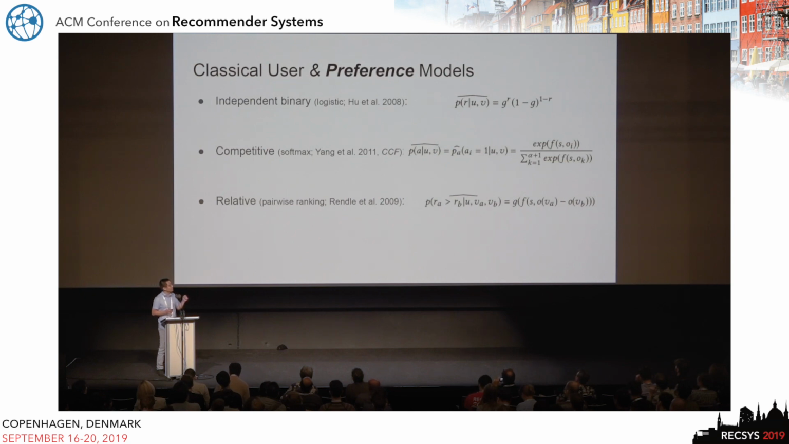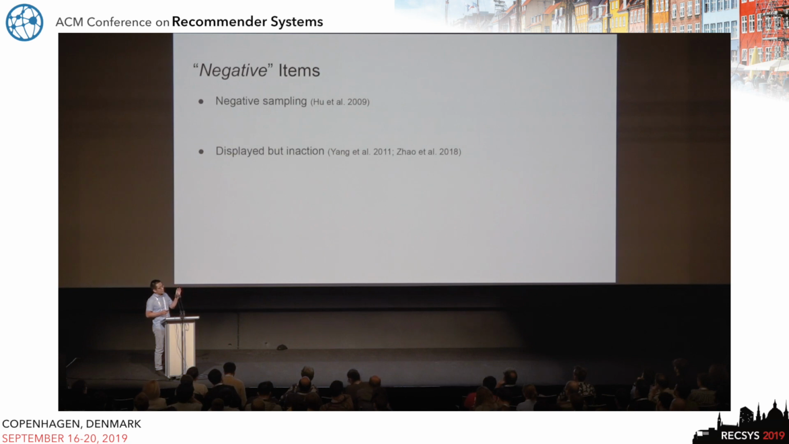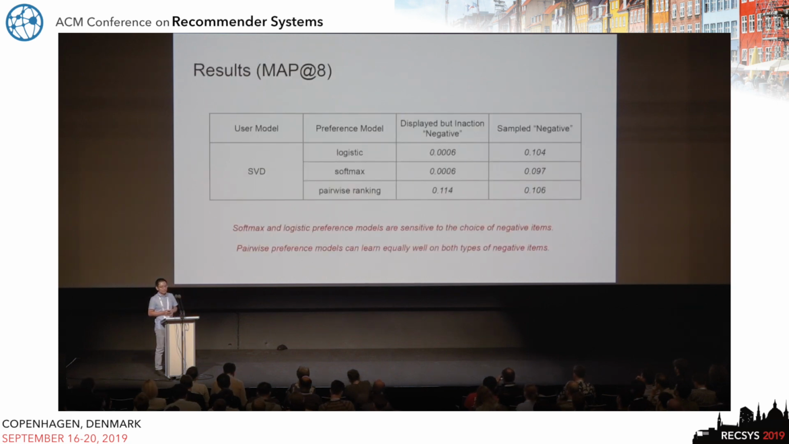Mainly, there are 3 categories. For example, independent binary choice that corresponds to logistic loss, the competitive choice among multiple options, softmax loss. We have relative preference order that corresponds to, for example, pairwise ranking loss. And all these 3 preference models require a notion of a negative item set. So it could be the mostly studied negative sampling, or it could be displayed by inaction, as I illustrated in the beginning. We found some intriguing results from this.